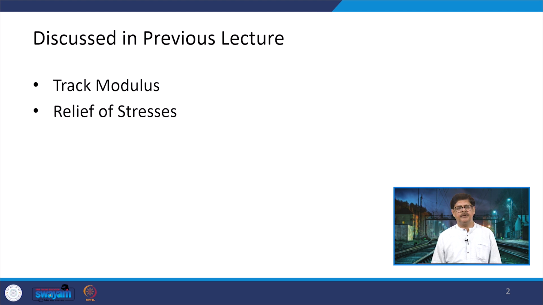Then we talked about the relief of stresses, and this relief of stresses was coming because there were a number of wheels which are moving one after the other, and depending on their distances between each other and the distance of the point of contraflexure with respect to the loading, there is a possibility of the relief of stress in terms of the positive and the negative bending moments which get induced in the rail system.